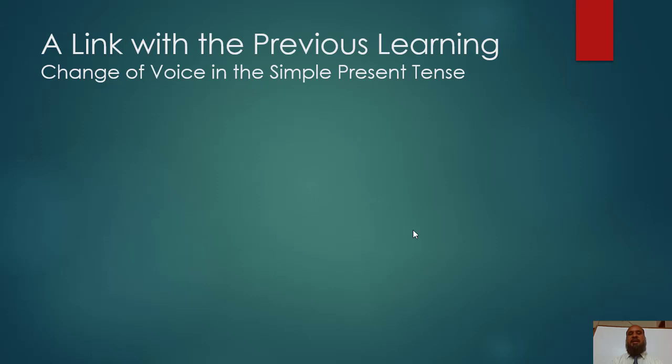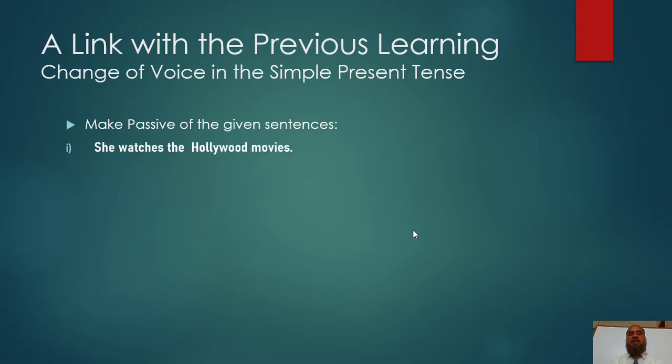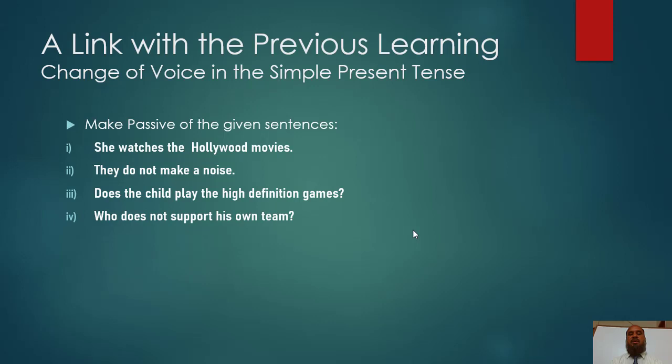Now we move further. We are making a link with our previous learning in change of voice in the simple present tense. You are given sentences and you will make their passive. Sentence number 1 is she watches the Hollywood movies. Number 2, they do not make a noise. Number 3, does the child play the high definition games? Number 4, who does not support his own team?